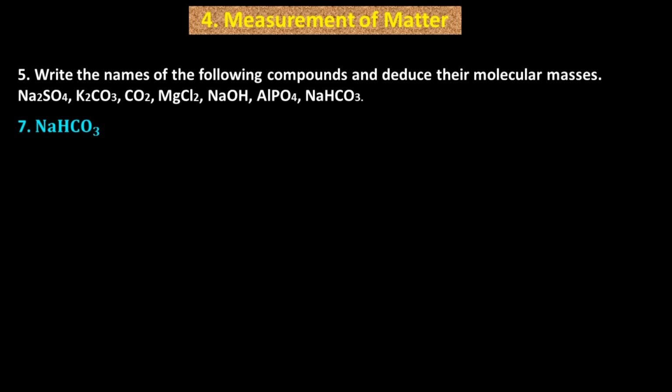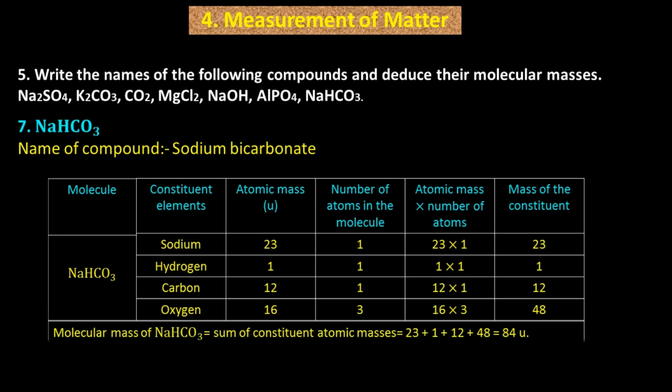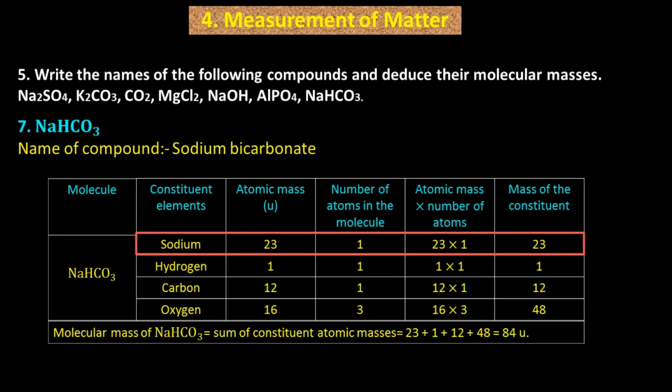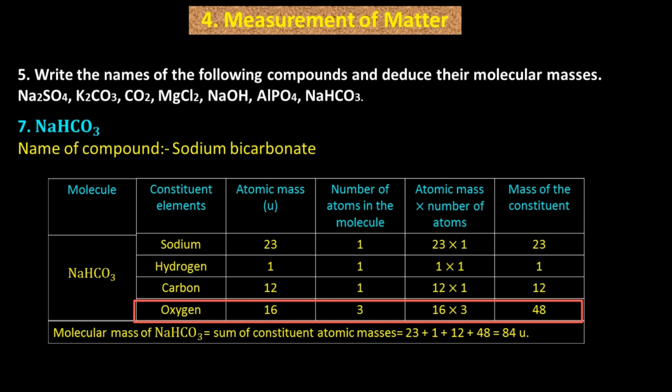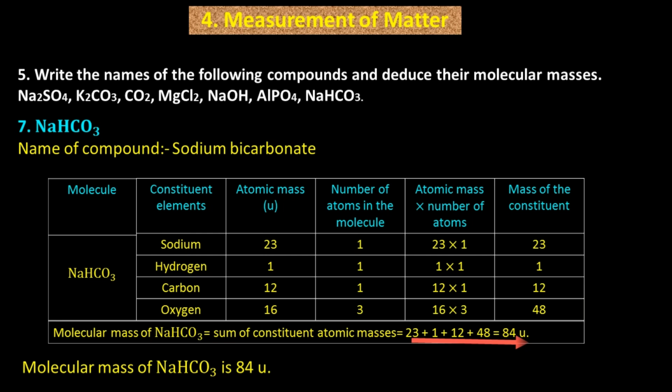Now, NaHCO3. Name of the compound is sodium bicarbonate. Mass of the constituent sodium is 23, hydrogen 1, carbon 12, oxygen 48. So the molecular mass of NaHCO3 is equal to 23 plus 1 plus 12 plus 48 is equal to 84 Dalton. Therefore, molecular mass of NaHCO3 is 84 Dalton.